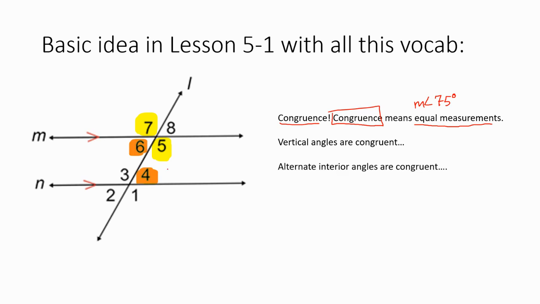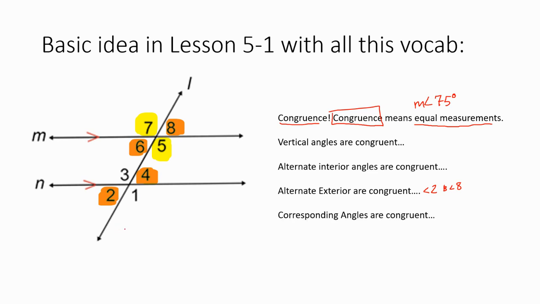Next idea we covered was alternate interior. Well, alternate interior angles with parallel lines are congruent. So angle 6 and angle 4. If angle 6 is measured at 50 degrees, so is angle 4. Next, alternate exterior angles are congruent. So angle 2 and angle 8 would be an example of that. Those are alternate exterior, 2 and 8. They're on the outside of the parallel lines and they're on opposite sides of the transversal. Those two are congruent. They're going to be a partner pair. So if angle 2 is 50, angle 8 is 50 degrees.